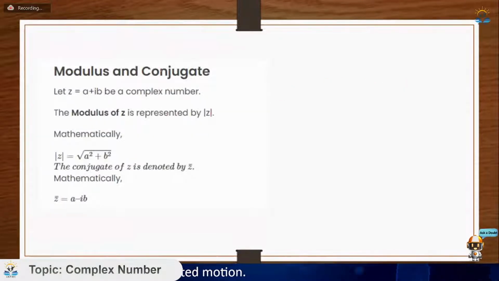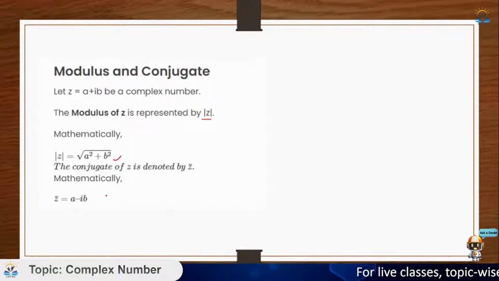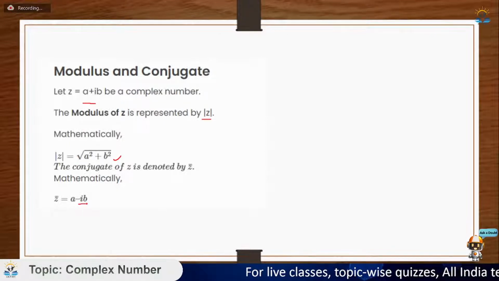Modulus and conjugate, I already told you, modulus is represented by mod z, where mod will represent root of a square plus b square. Then conjugate of z is denoted by z bar. If z is equal to a plus ib, then z bar would be a minus iota b. Okay.